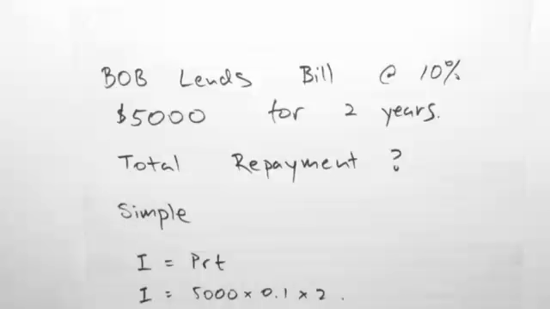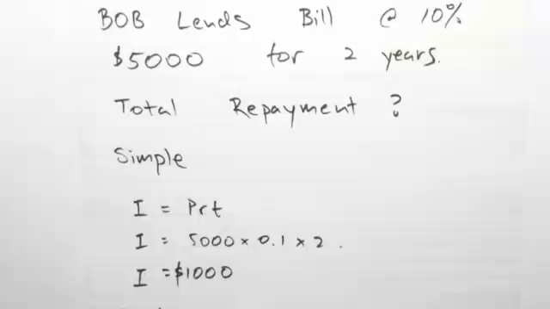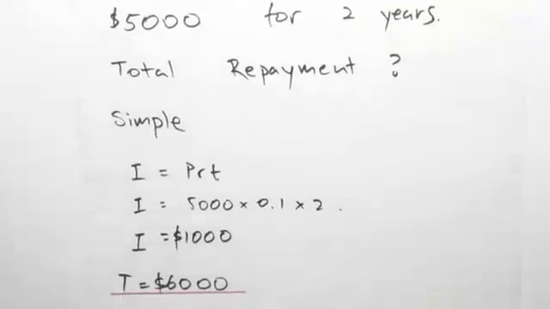We will simply use the equation I equals PRT. This will allow us to work out the interest amount that is required to repay. So we simply put in what we have: 5,000, which is the principal, times 10% times 2 years, and we get the interest amount to be 1,000. But the question asks us to find the total repayment, so we have to add the original $5,000 onto it, and we get the total repayment as 6,000.